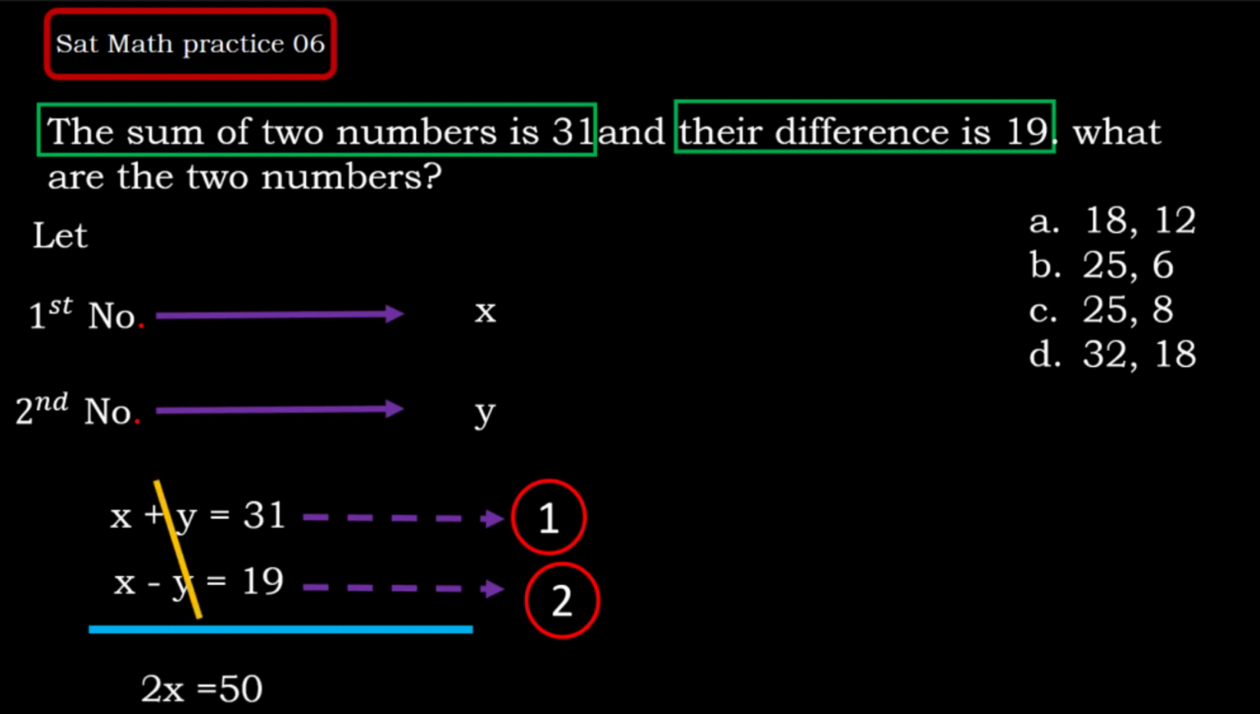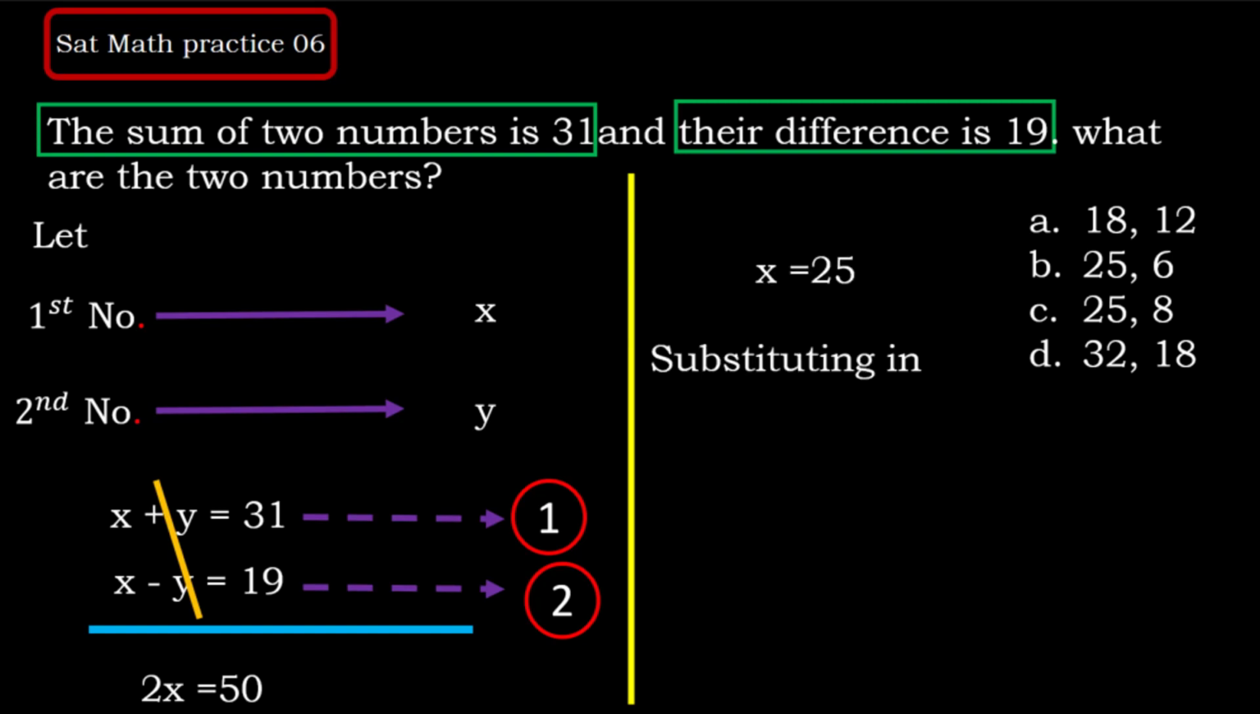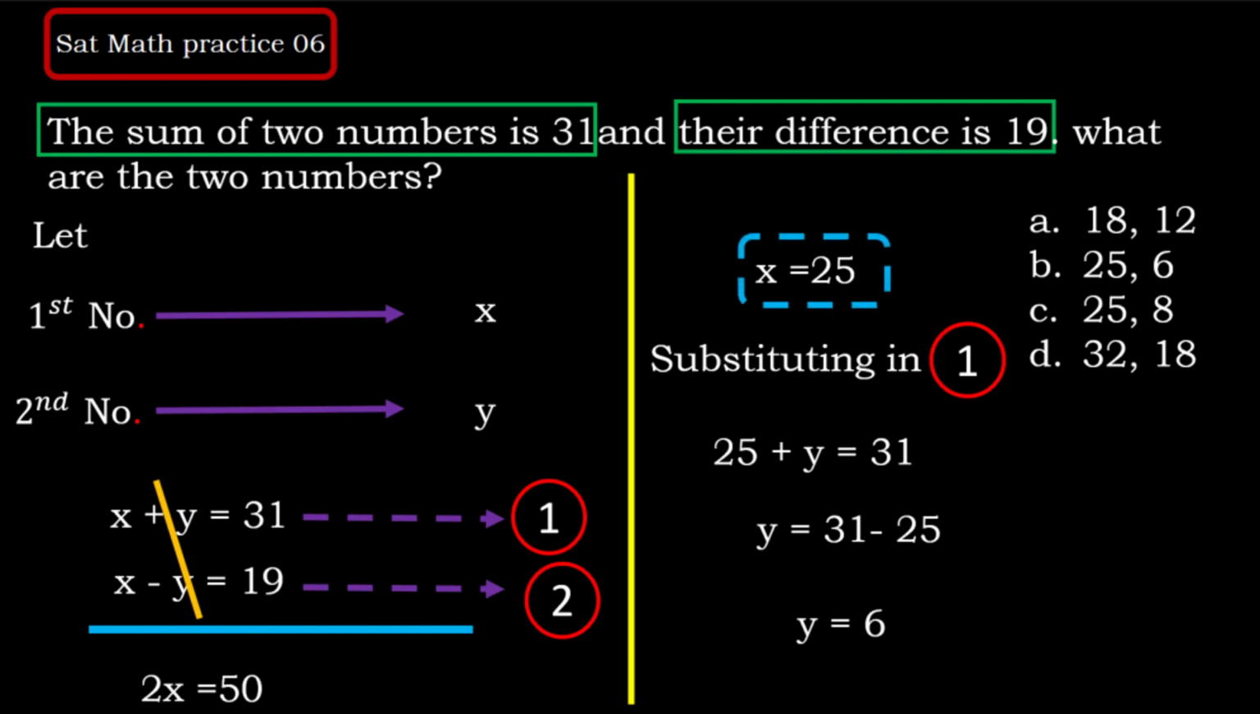x plus x will be 2x, and 31 plus 19 equals 50. Now to find the value of x, just divide by 2, so x equals 25. Substitute in equation 1: 25 plus y equals 31. To find y, move 25 to the other side to be subtracted. y equals 31 minus 25, which is 6. So the value of x equals 25 and the value of y equals 6. Now the correct answer is B.